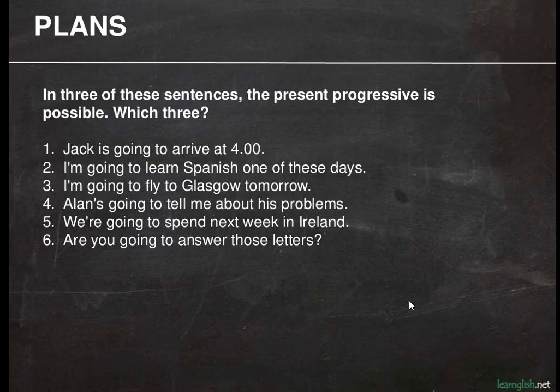Number 4, Alan is going to tell me about his problems. This is normal, going to. We are going to spend next week in Ireland. We can say we are spending next week in Ireland if we have arranged everything. So the 3 sentences in which we can use the present progressive are number 1, number 3, and number 5.